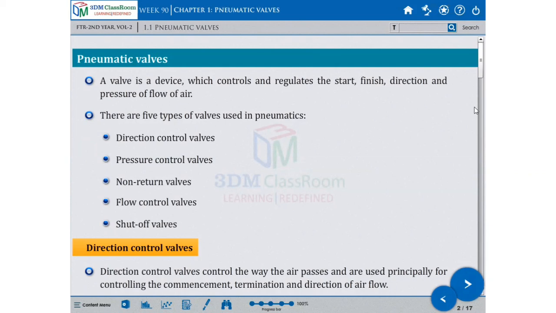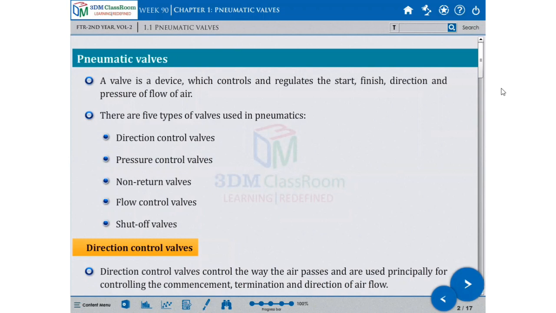Then there are a few types of valves used in pneumatics. Basically, there are 5 types of valves mostly used in pneumatics. The first one is the directional control valve, DCV. What is a directional control valve? This is the main valve in the pneumatic system. It directs what to do and what not. Based on this valve, the actuators operate.